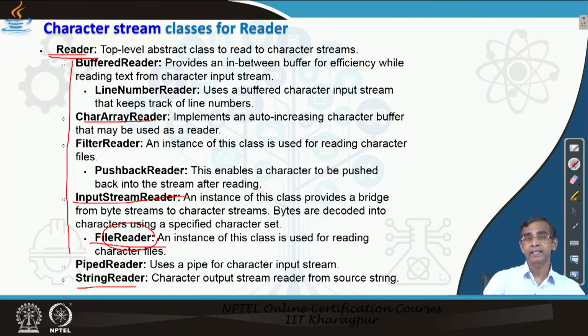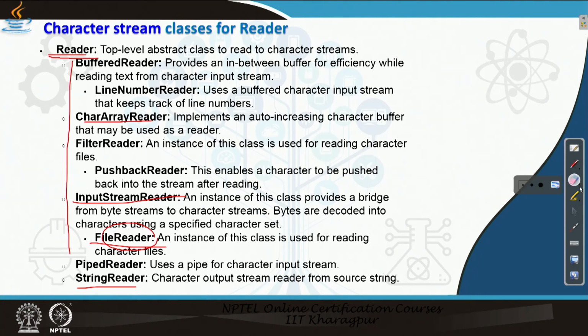So in case of byte stream, the flow of data is in the form of bytes, 1 byte each, while here the flow of data is in the form of Unicode symbols, which is 16 bits. So 2 bytes at a time. So this is the reader for the input purpose.